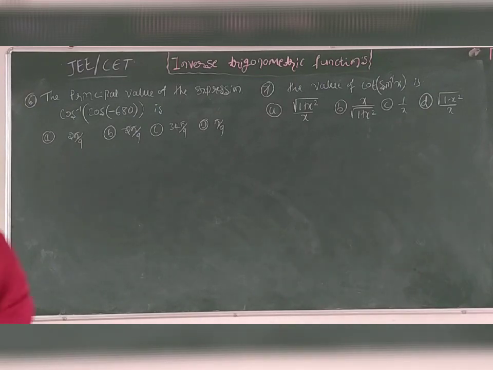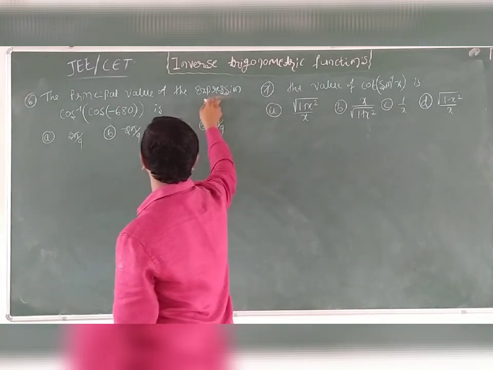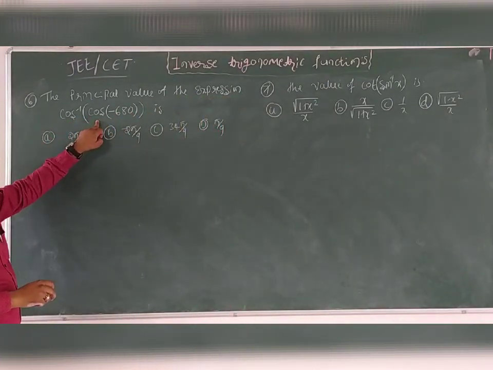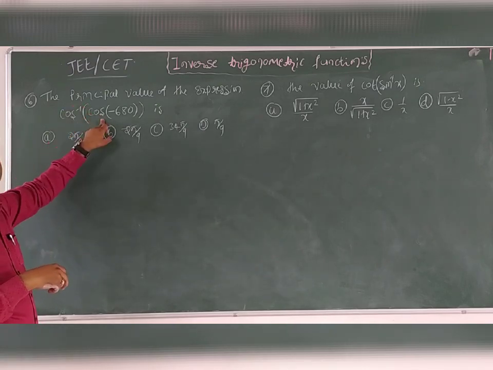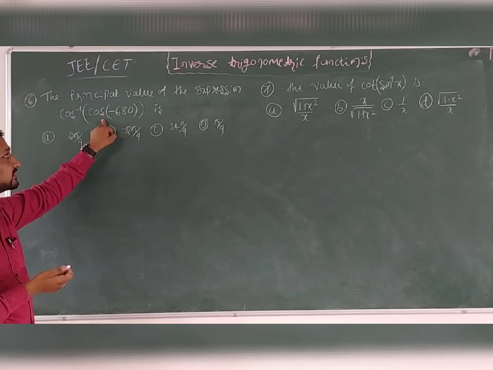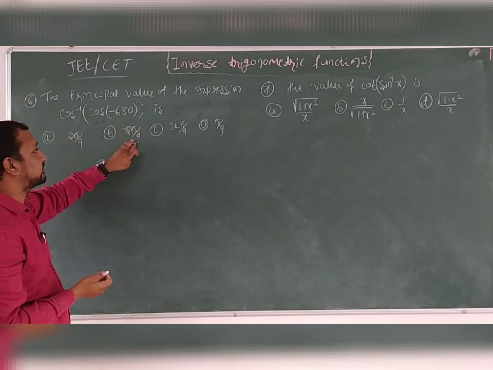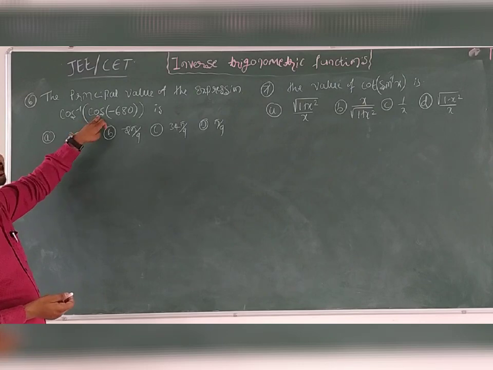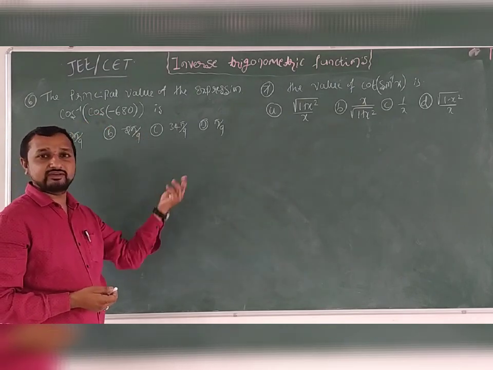And see the next question: the principal value of the expression cos inverse of cos of minus 680 degrees. The previous example was in terms of radian, and this example is in terms of degree measurement. Is that clear? Same example as it is. Option A is 2 pi by 9, option B is minus 2 pi by 9, but the answer is in terms of radian, while the question is in terms of degree. Then we can convert by using 180 by pi or pi by 180.